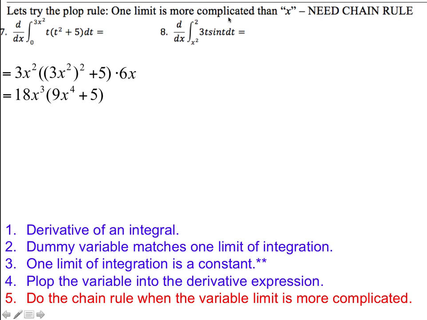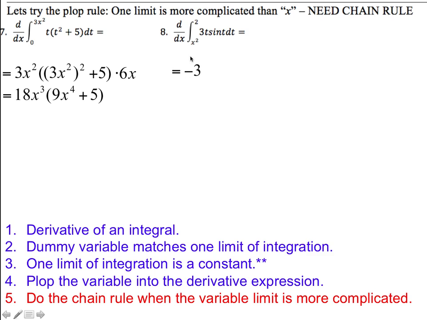Okay, so let's try 8. We notice that we are being asked to do the derivative of an integral, so we can use a plop rule. We just have to change up a few things. The first thing is that we have our variable in the lower limit, so we know we're going to need a minus sign out front so that we can switch those limits. The second thing is this is an x squared, so that's a differentiable function, and so we're going to have to do a chain rule.